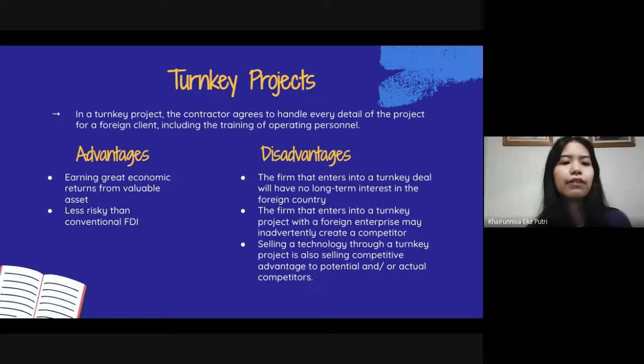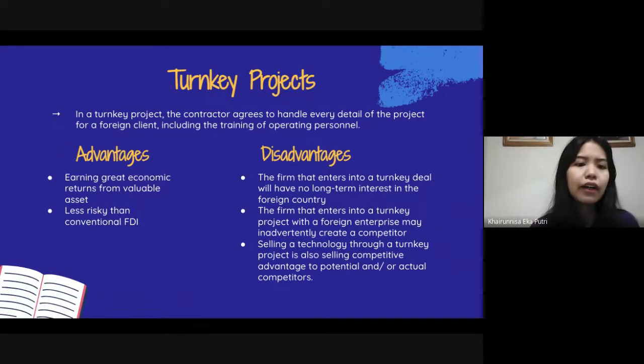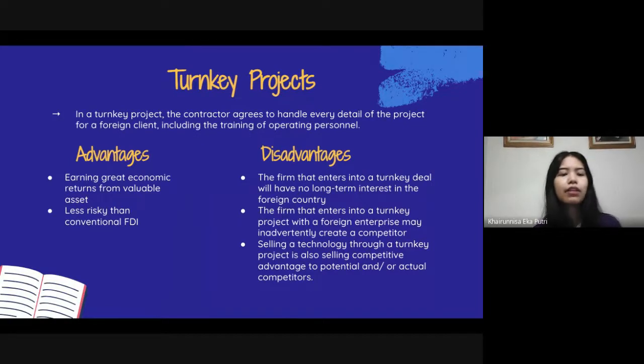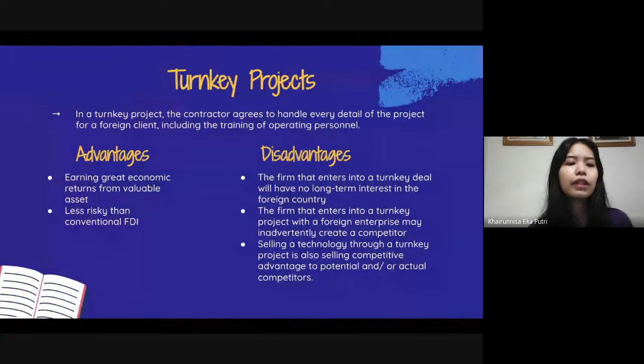Second, the firm that enters into a turnkey project with a foreign enterprise may inadvertently create a competitor. Third, if the firm's process technology is a source of competitive advantage, then selling this technology through a turnkey project is also selling a competitive advantage to potential and or actual competitors.